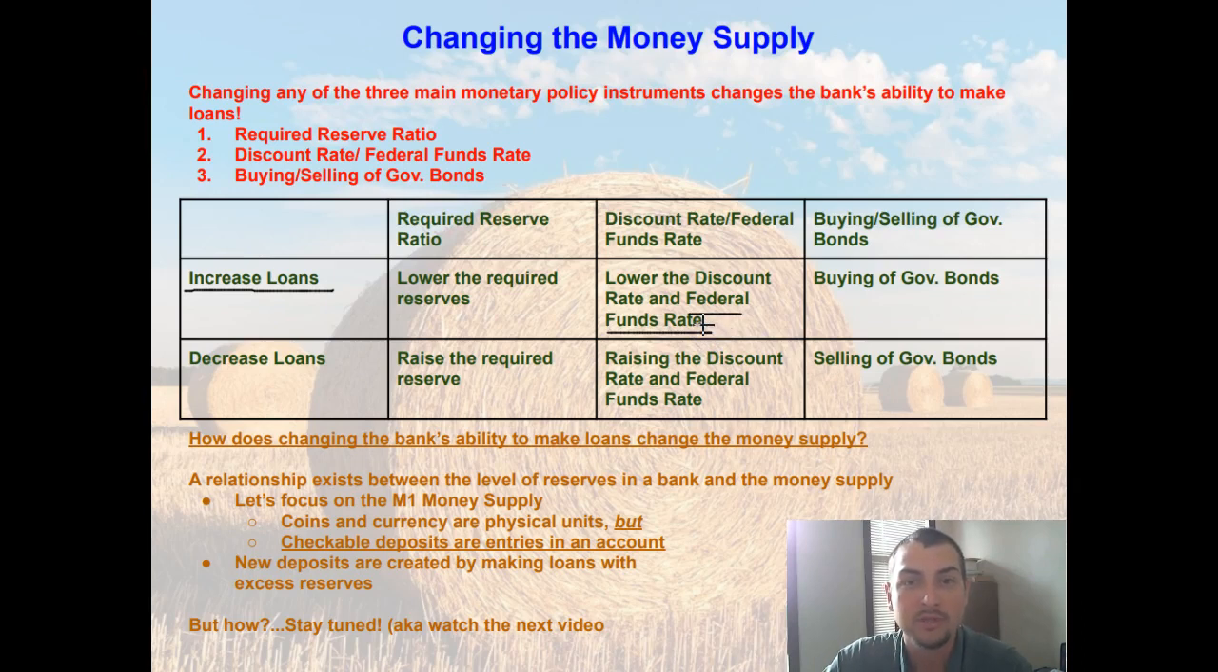Also, if the federal funds rate is lower, it entices banks to become riskier with loaning out too much money and not having enough required reserves. Because if they realize the federal funds rate is low and they don't have enough required reserves, guess what? They're just going to go borrow from another bank at a low interest rate.